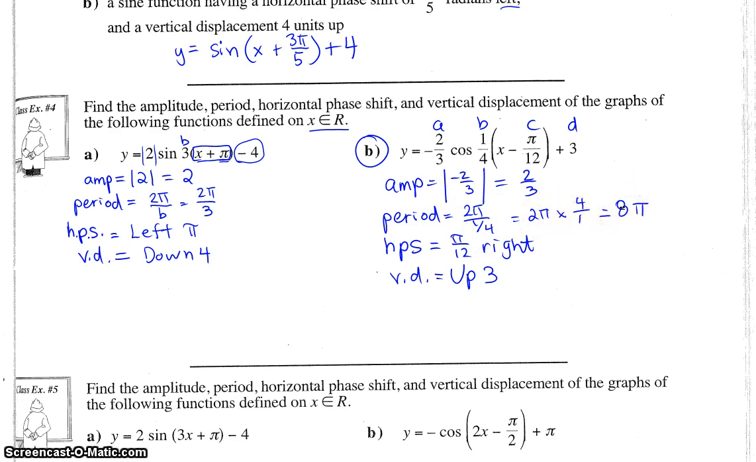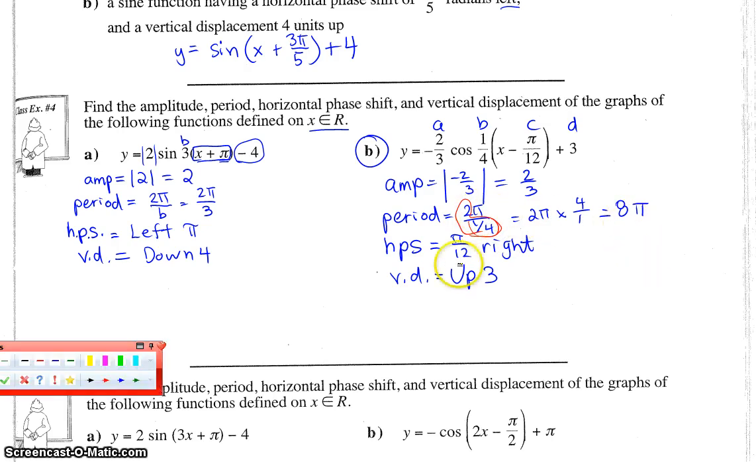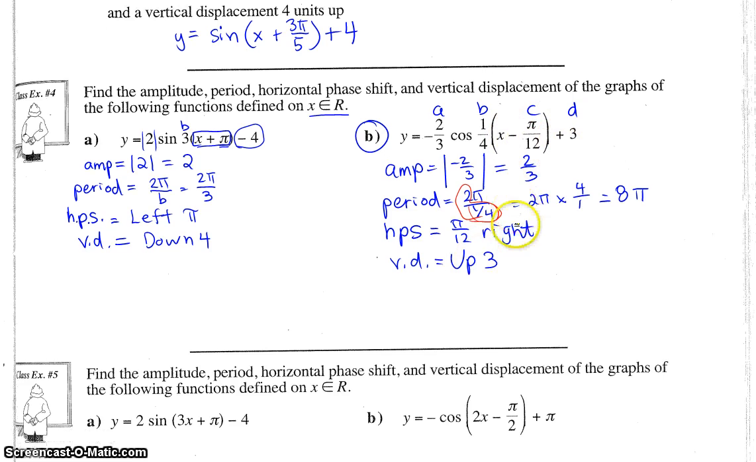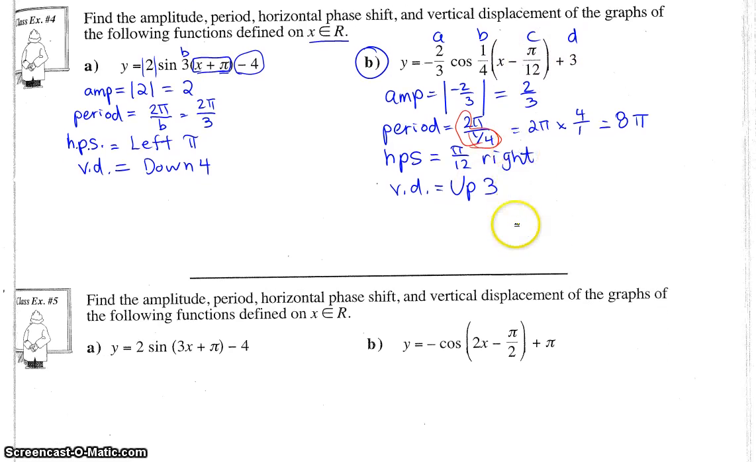Now let's say you're not a fan of fractions. What you could do is do this part on your calculator, but make sure you have brackets around that fraction, and then throw pi back in at the end. Okay. Horizontal phase shift, since it's minus, it's being moved right, pi over 12, and then up 3. Okay, good. Let's look at the next example.